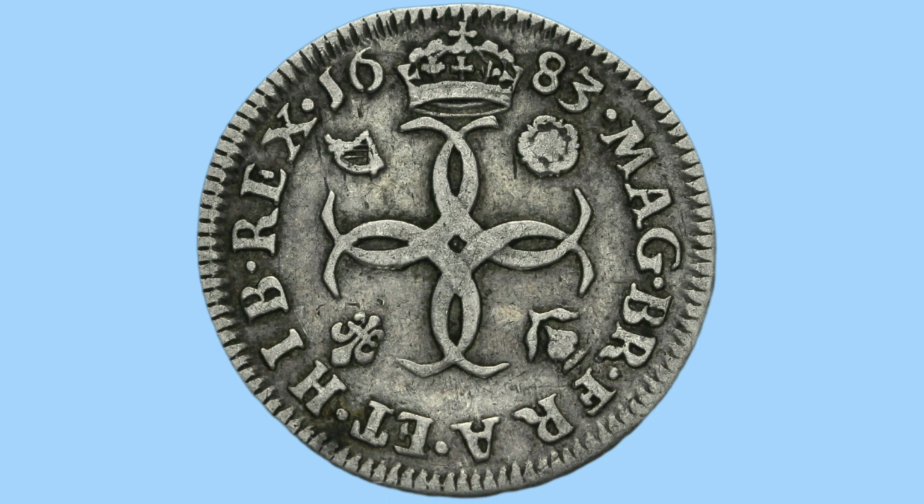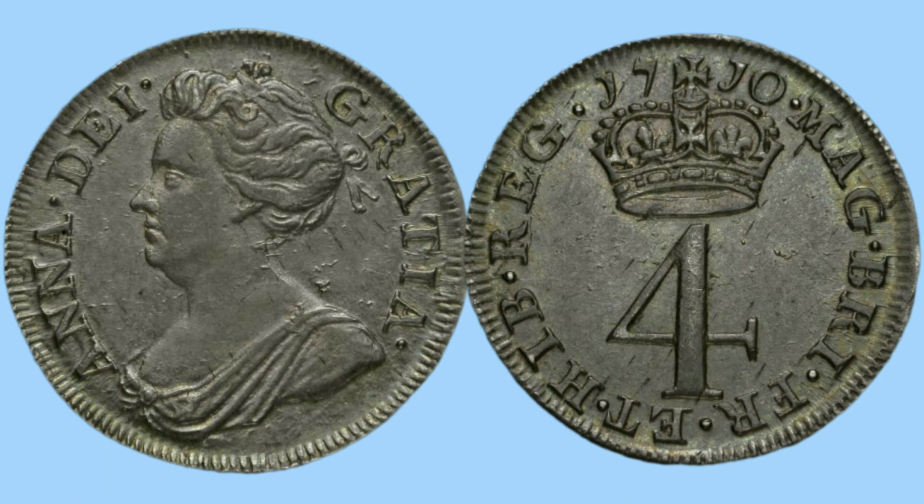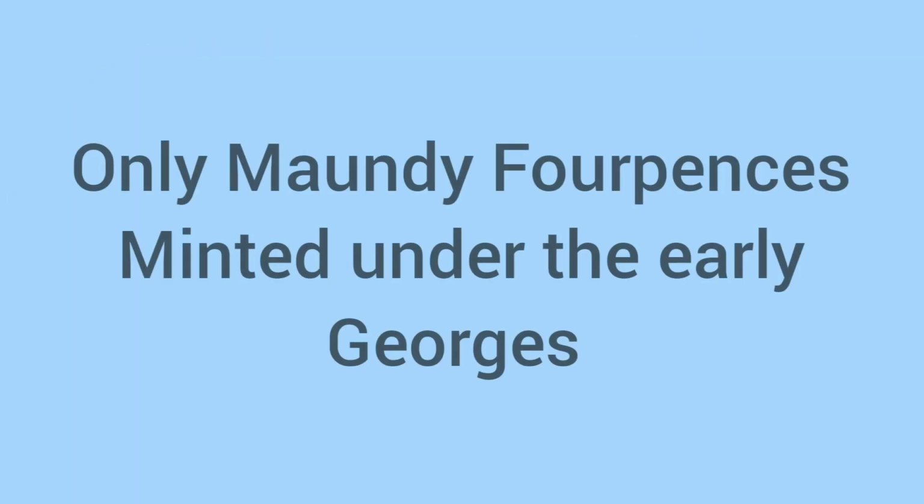Here we see one from his reign from 1683. These were not issued for circulation, but given out to the poor by the king as a gesture of goodwill, although they were legal tender. But the Maundy coins soon became a collector's item, and they still are today, especially with the added history.